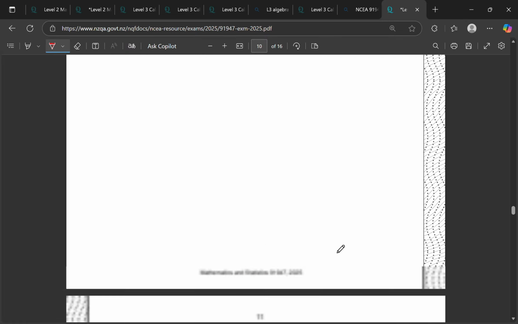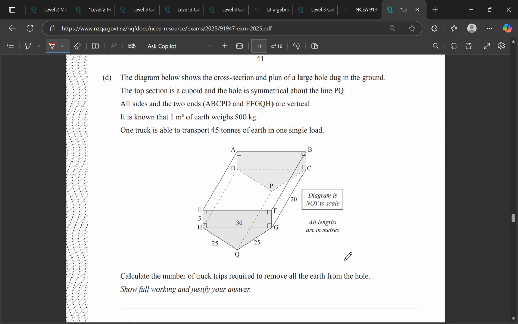Easy. Next question. Question D. Not so easy, I guess. The diagram below shows the cross section and the plan of a large hole dug in the ground. The top section is a cuboid and the hole is symmetrical about the line PQ. So that means that this triangle here is isosceles. All sides and the two ends are vertical, right?